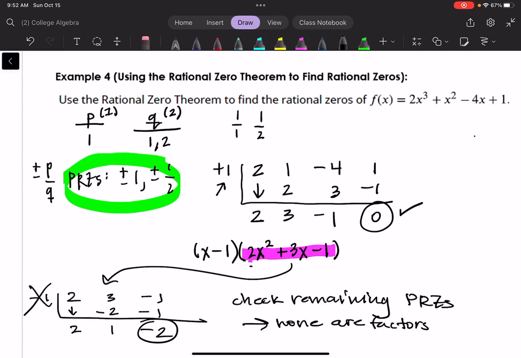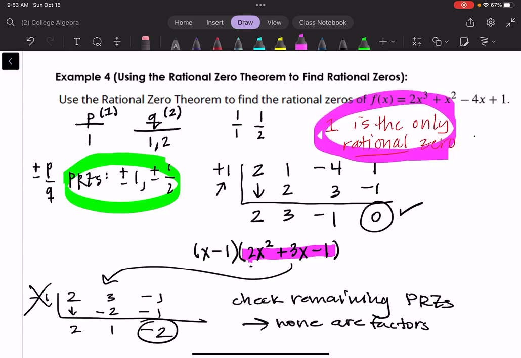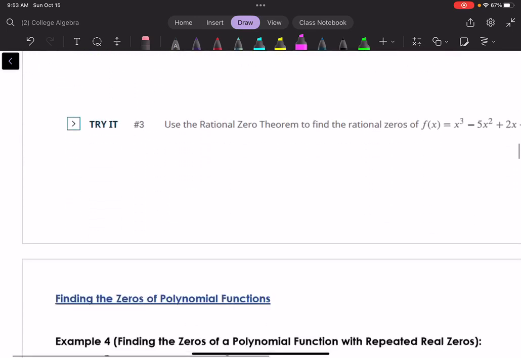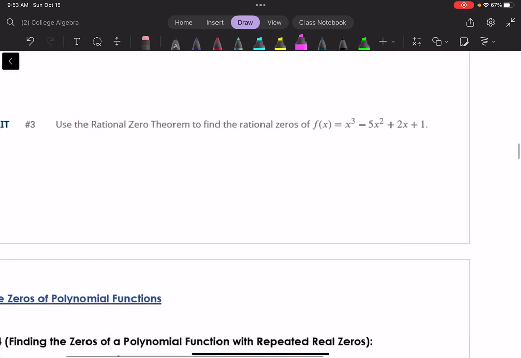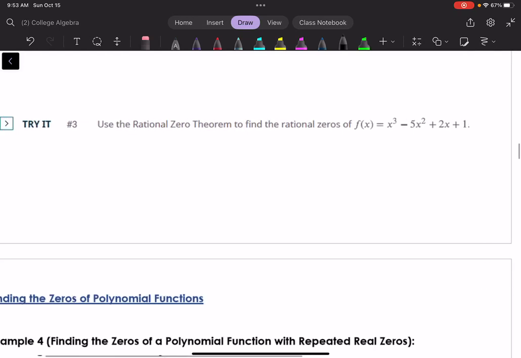So what are the rational zeros? Well, the answer to this question is 1 is the only rational zero, not the only zero, but the only rational zero, and that's important. So moving on, use the rational zero theorem, generate your P's over Q's for your PRZs, and then check all the roots to see which ones are rational zeros. If you're going to pause the video, I encourage you to do that.